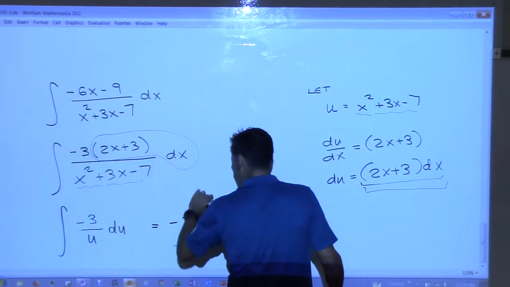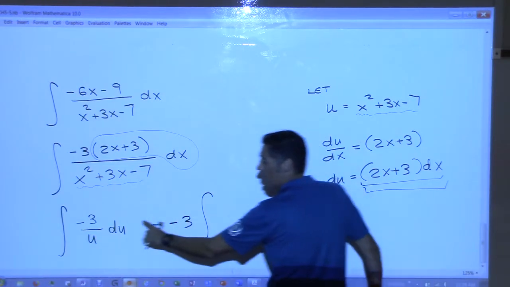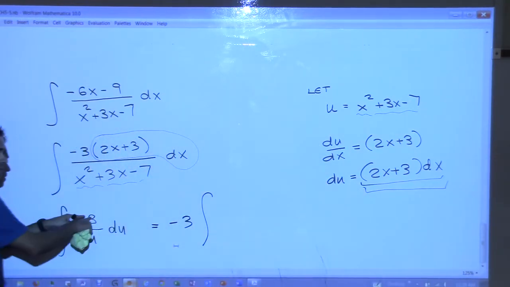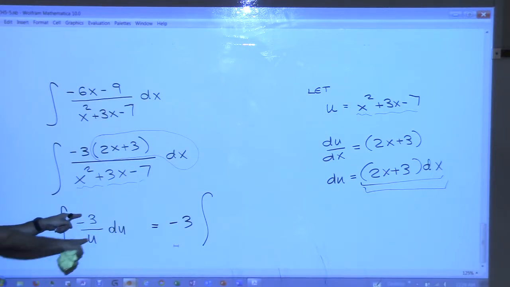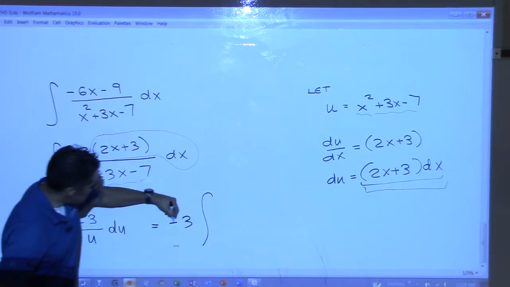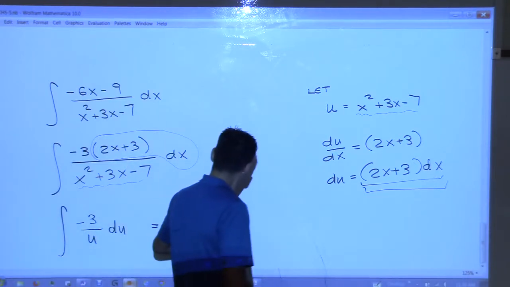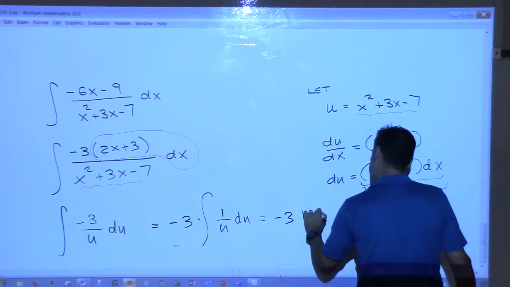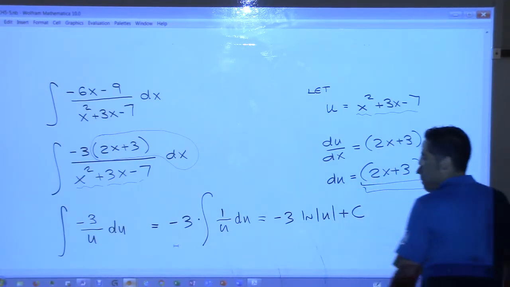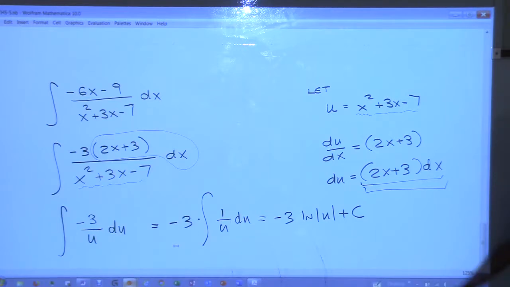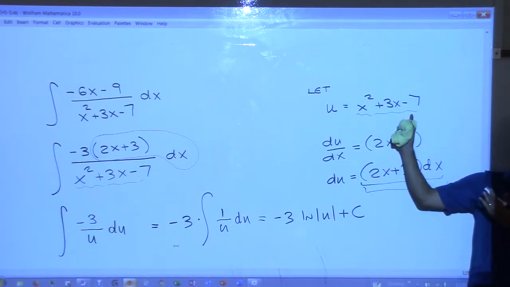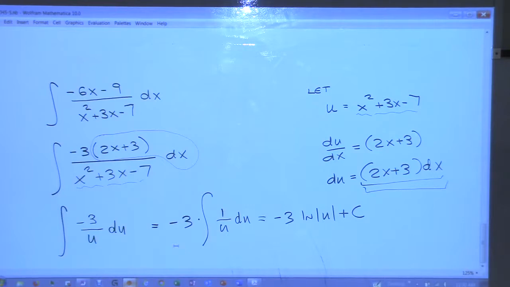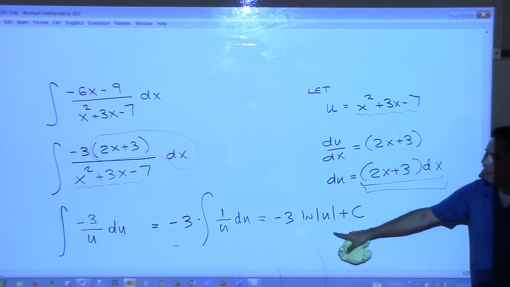In fact, you could pull the -3 completely out of the integral because it's a constant. You can only do that with constants, put them out front. You can never take variables out, only constants. So I'm going to say -3 times whatever this is, and we already know that that's natural log. So -3 natural log absolute value of u plus c. And then the last step would be to replace u with all that stuff up there, and we'd be done. So slightly different problem, just a slight tweak, but there is an impact on the answer.